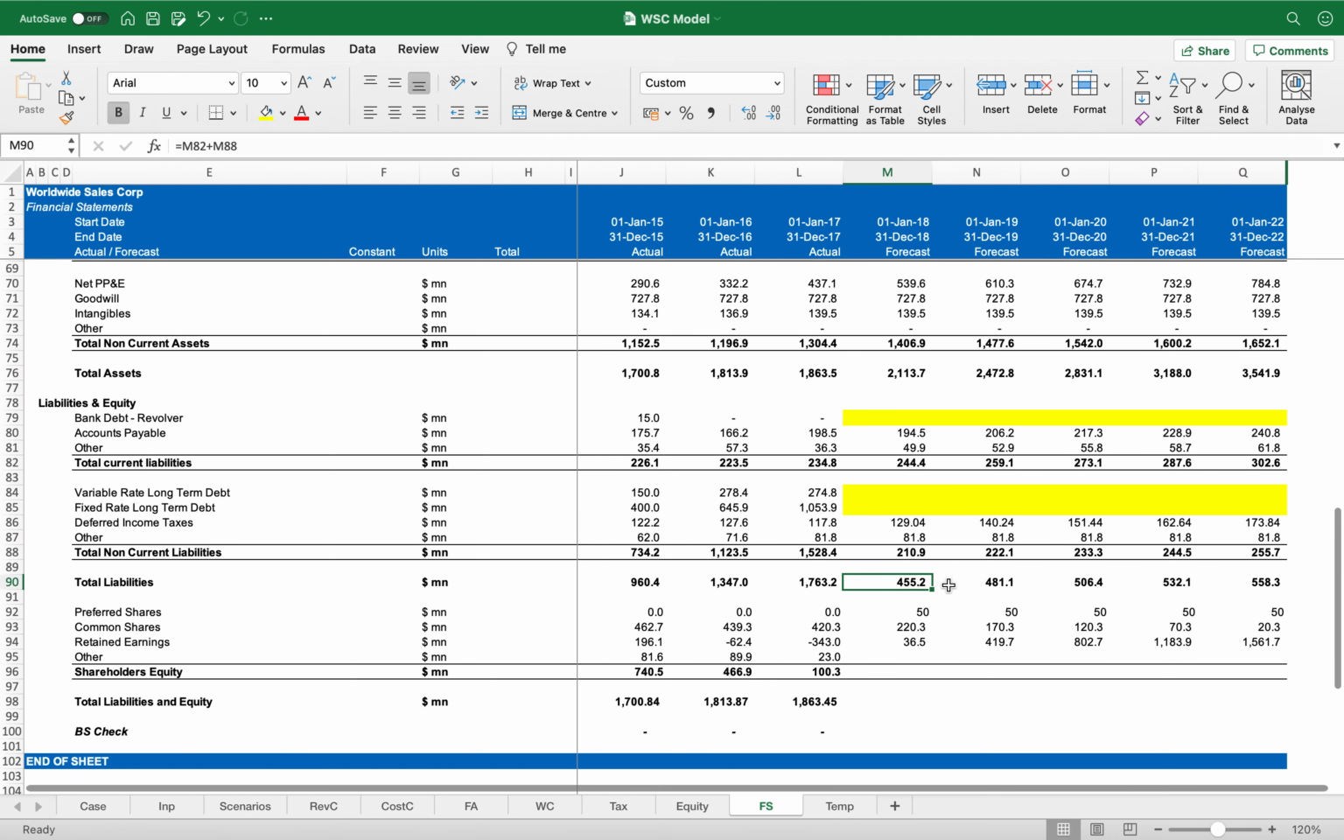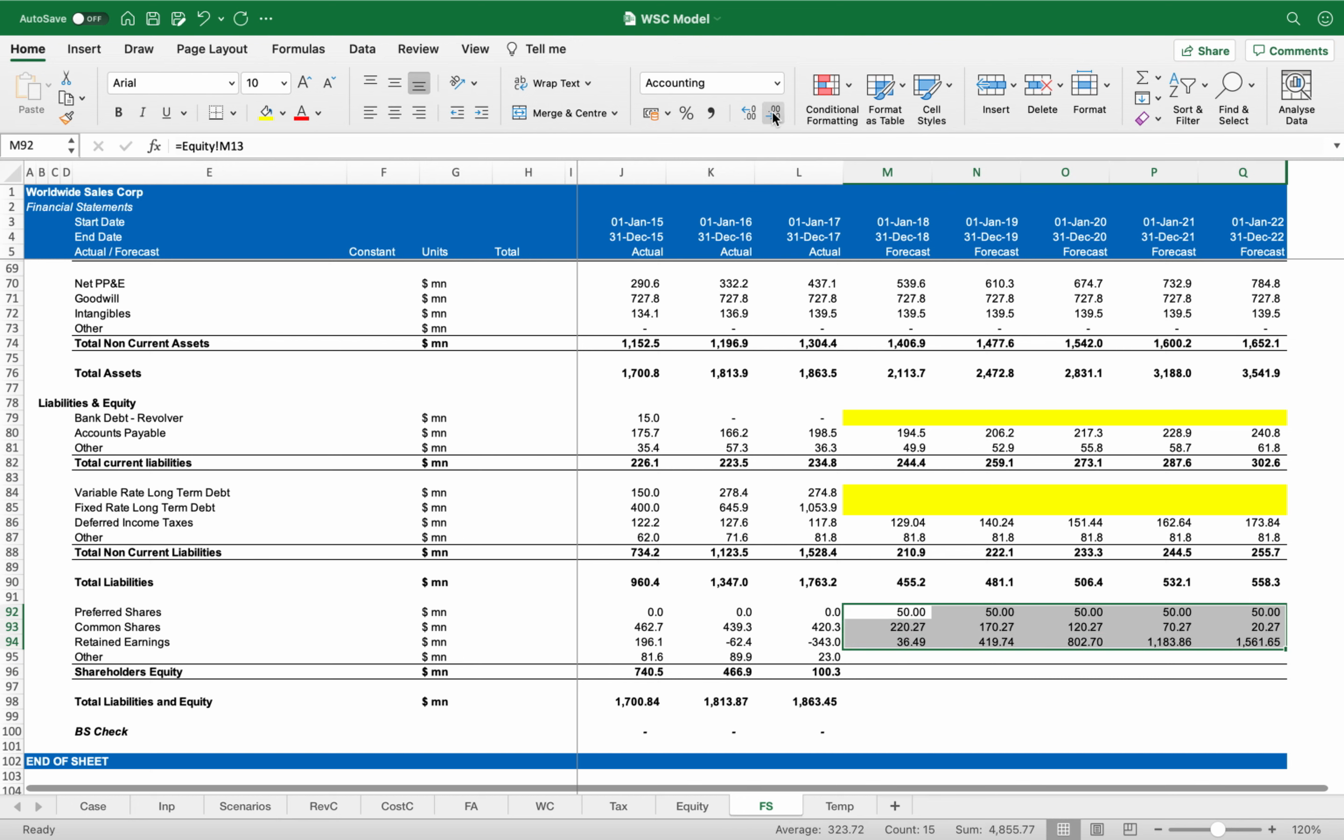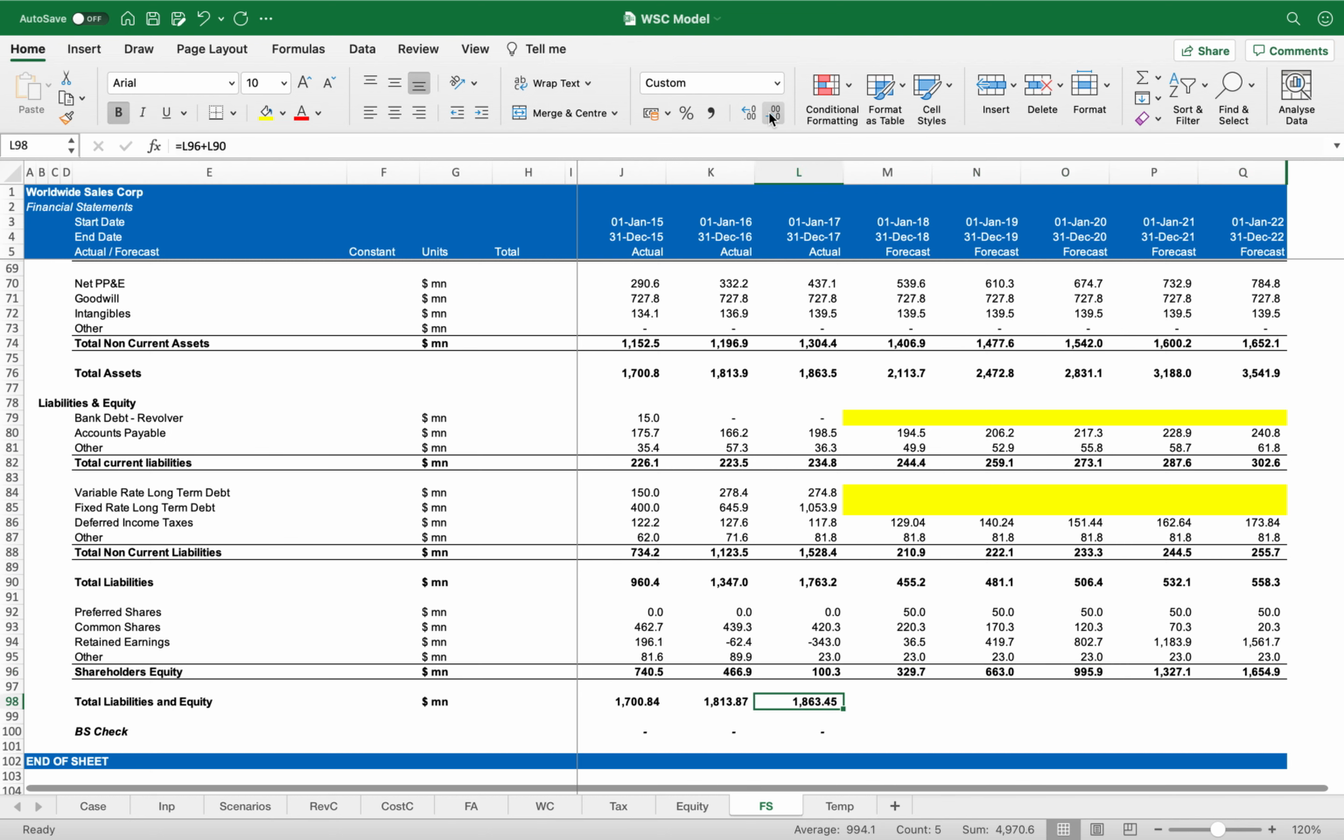Okay, preferred shares we've already filled in, common shares filled in, retained earnings already computed. Now again other, right? So let's take it as constant. Fair enough. Totals and checks.